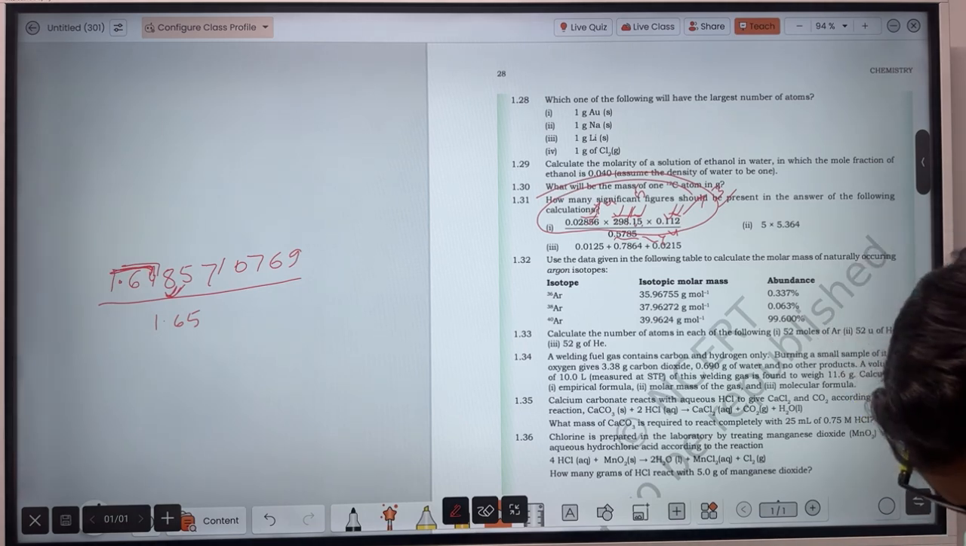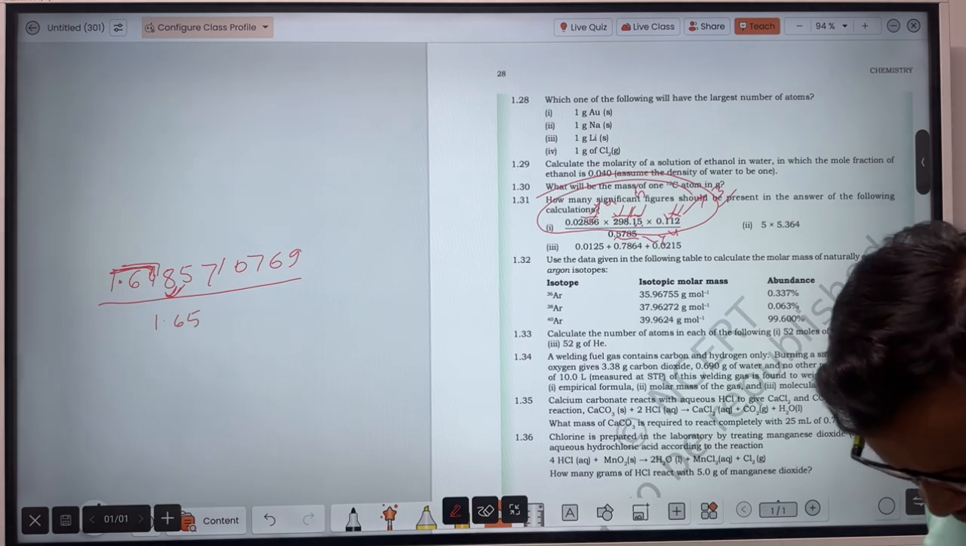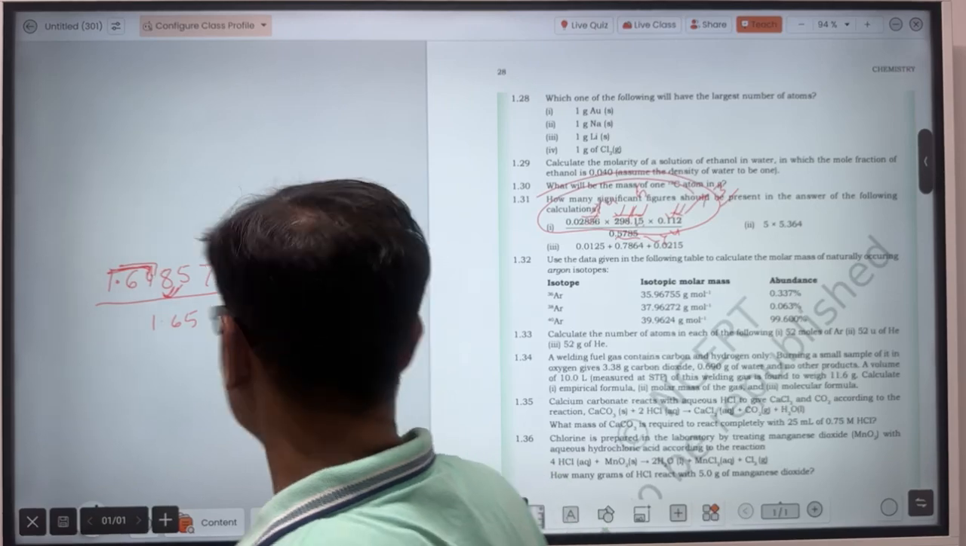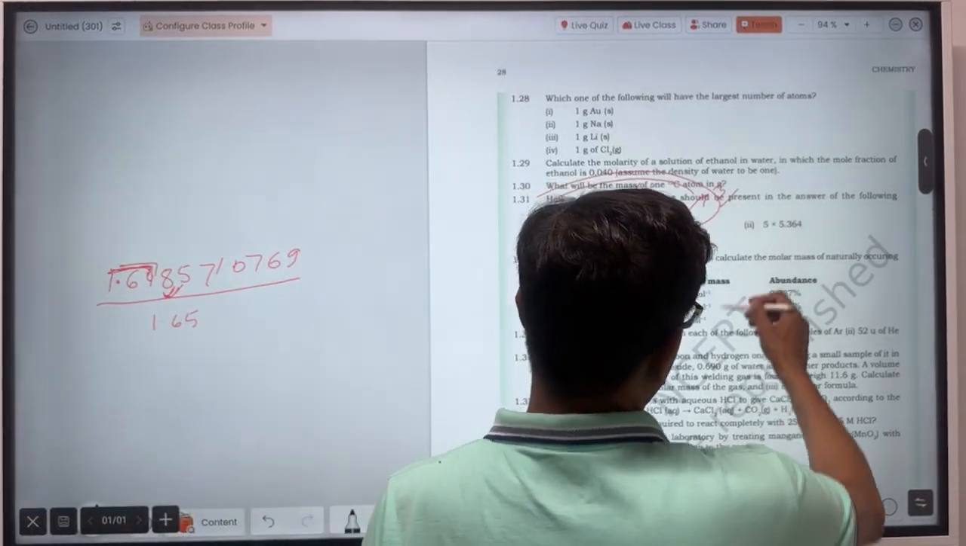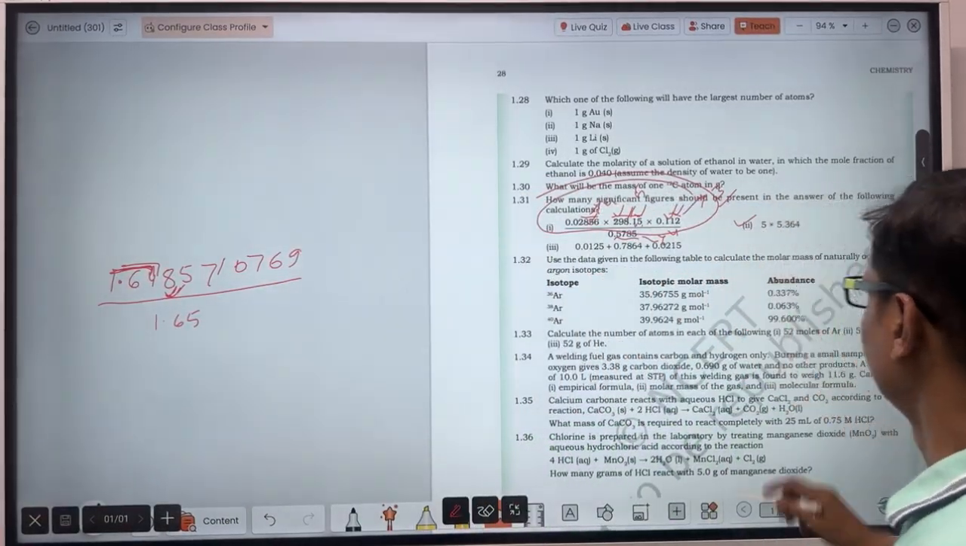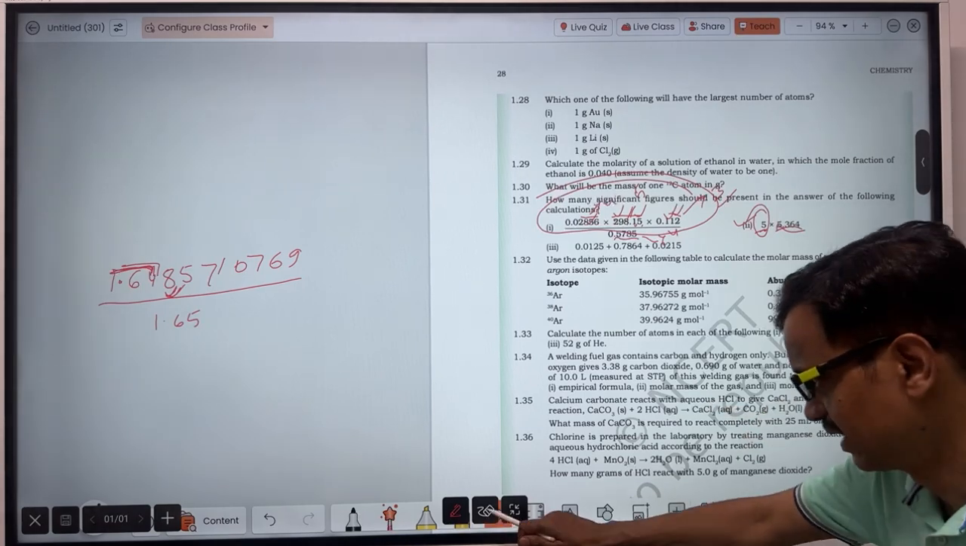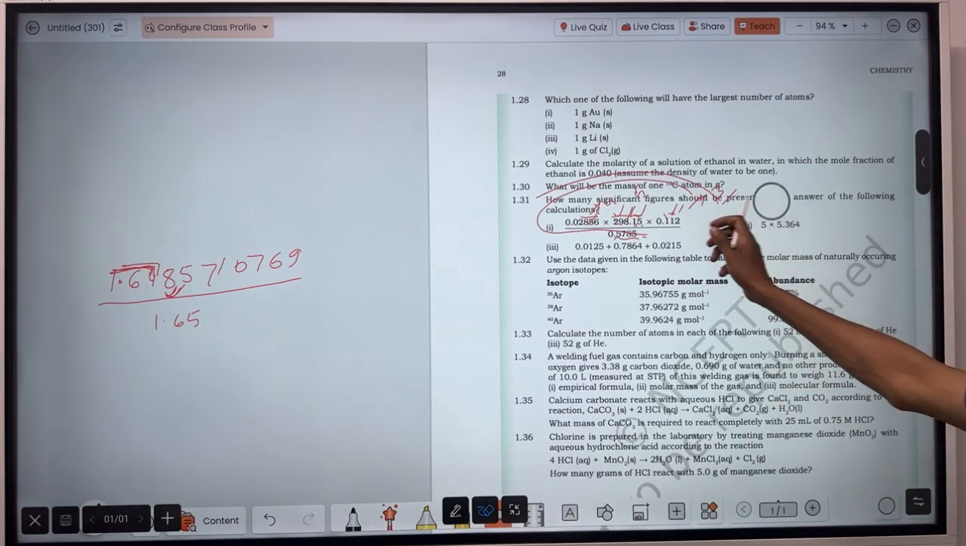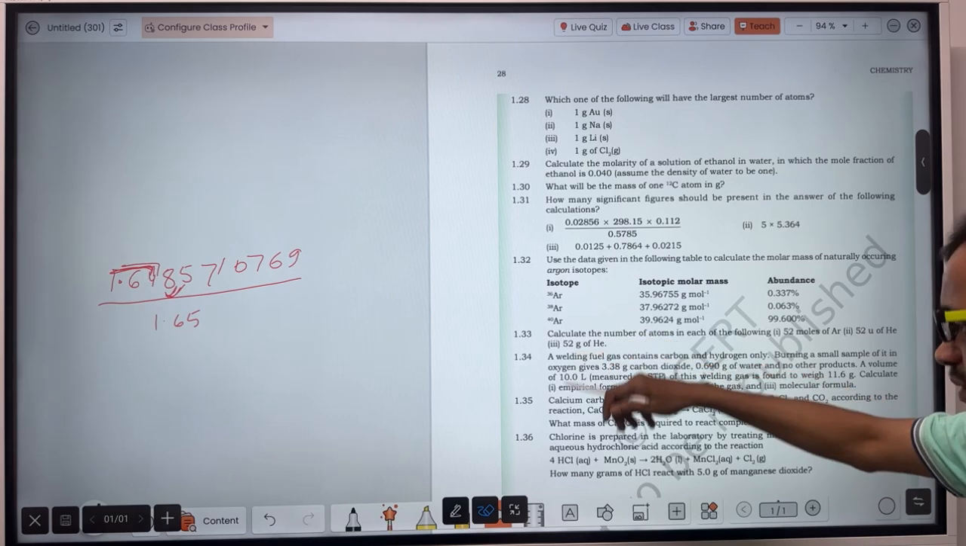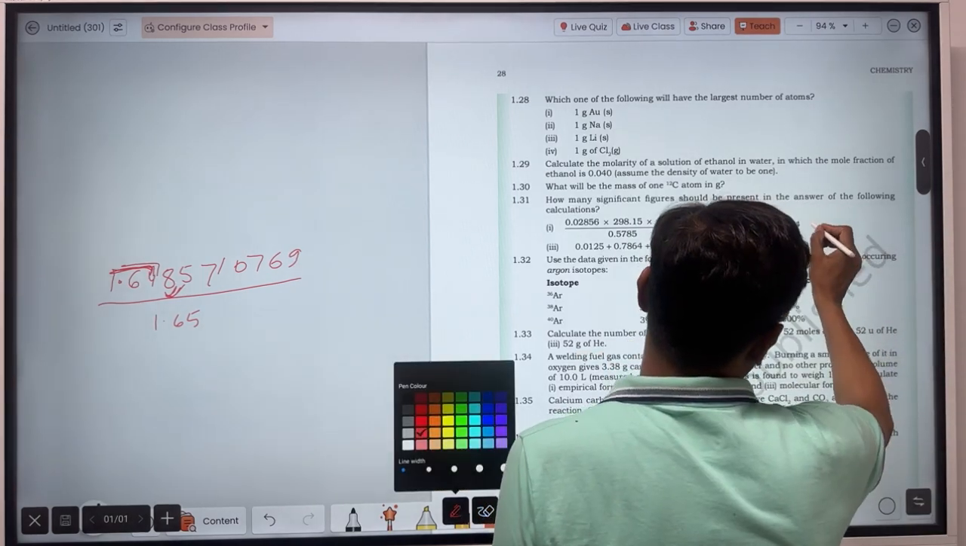Okay guys, this one, then next, this 0.5 into this one. Here, when any value is multiplied by a whole number, that whole number is treated as containing a finite number of significant figures. So here there are only 4 significant figures. After multiplication you will write the answer, and in that case the number of significant figures should be only 4. Like that. Okay, let's see here also.